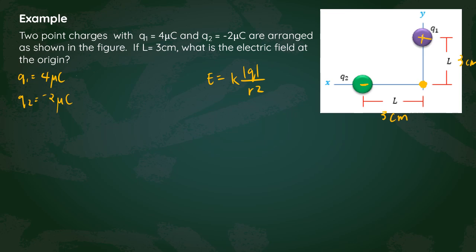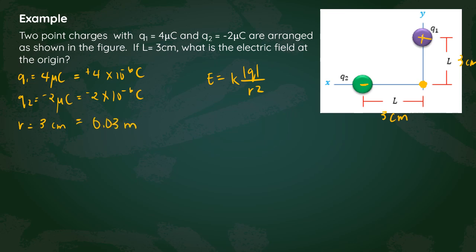Now we need to convert these into coulombs, and we know that micro is 10 raised to negative 6. So we can rewrite this as positive 4 times 10 raised to negative 6 coulombs, and this one as negative 2 times 10 raised to negative 6 coulombs. And we have your r, or the distance from the point of origin, which is equal for both Q1 and Q2, so let's just express it as r. So r is 3 centimeters, but we need to express r in meters.